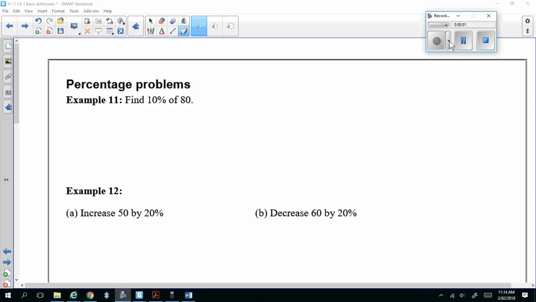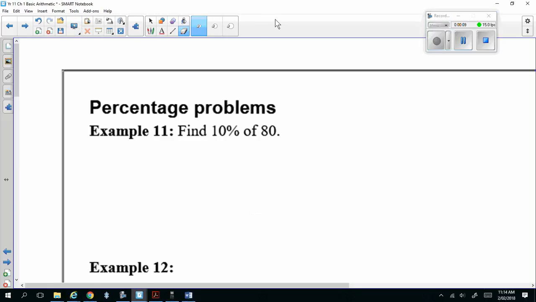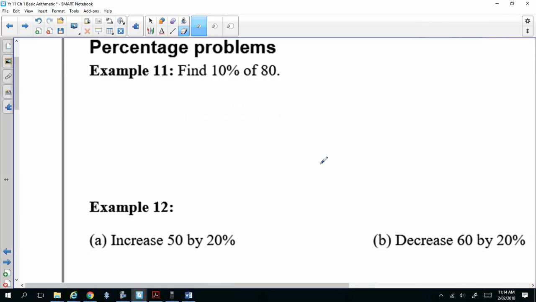Alright, so today we're going to do percentage problems. So we start off with a simple question. What do we do? Okay, right, example 11, find 10% of 80. So all you have to do is just write down 10% times 80.